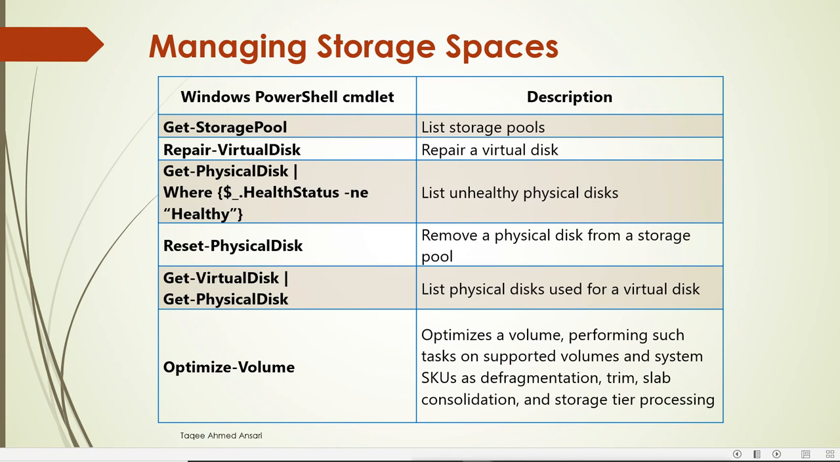So in Windows PowerShell, we have these commands. Get-StoragePool will show you the information about the storage pool we have. Repair-VirtualDisk is used to repair the virtual disk. Get-PhysicalDisk, we can check the health of the physical disk by using this command. Get-PhysicalDisk will show all the physical disks, where we can select the health status that is not equal to healthy. That means -ne, this NE means not equal to healthy. So it will show you the failed disk, whatever disk has failed. Reset-PhysicalDisk means remove a physical disk from the storage pool.